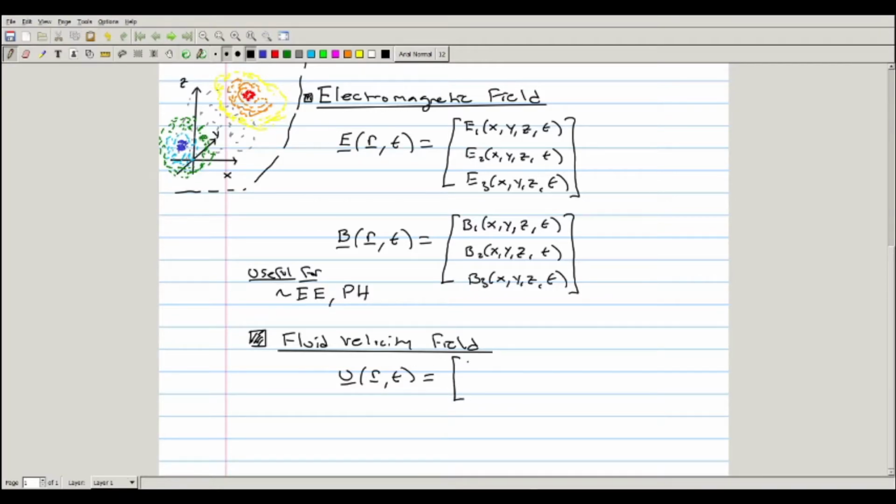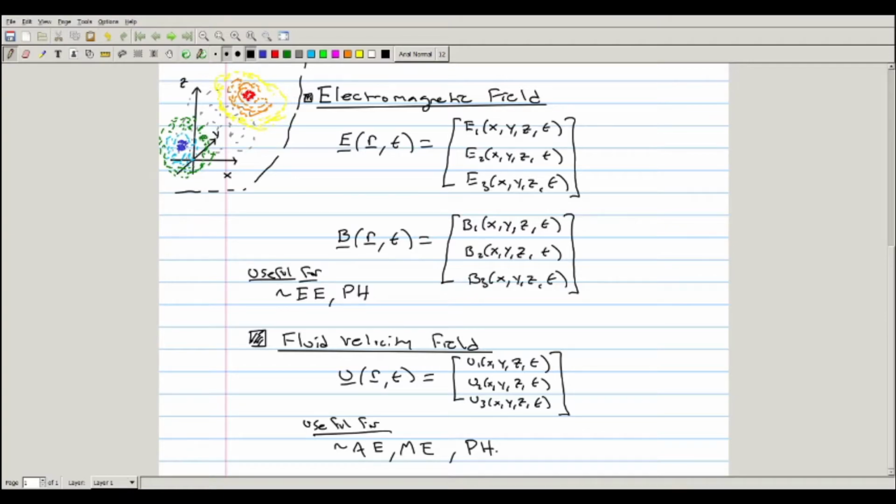This is a vector field in Cartesian coordinates. It gives you the x velocity of a parcel of fluid, the y velocity of a parcel of fluid, and the z velocity of a parcel of fluid at any given point in space and in time. This is super useful for aerospace engineers, for mechanical engineers, for physicists and physics majors.